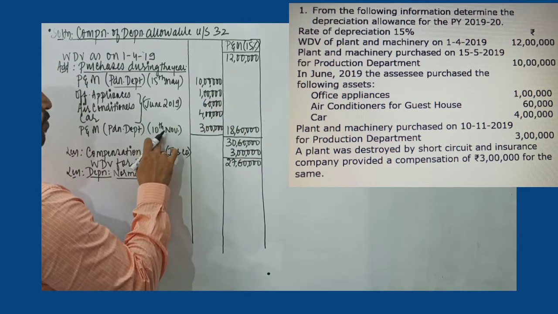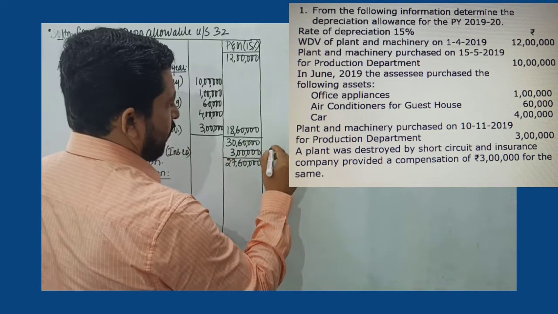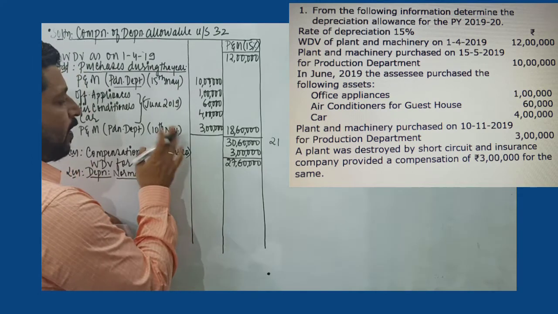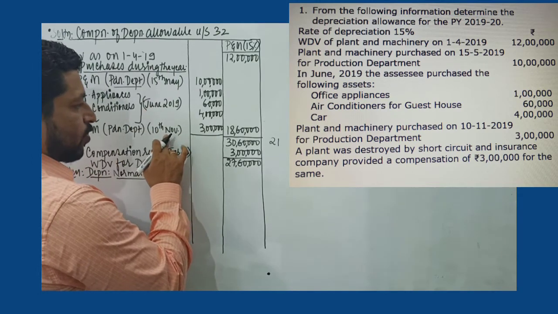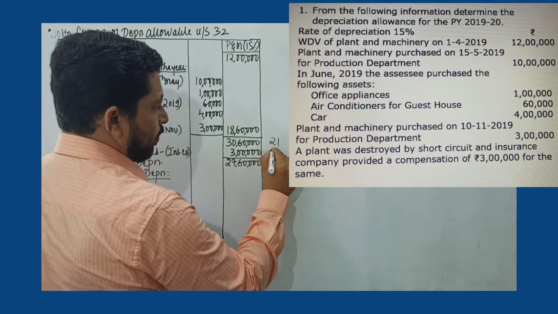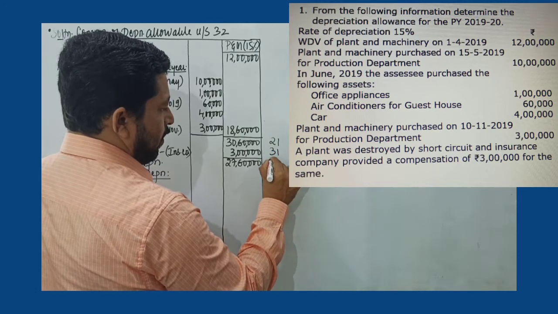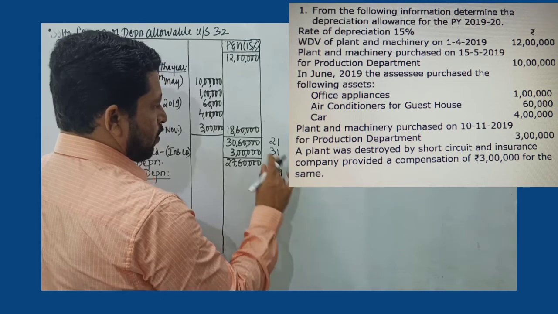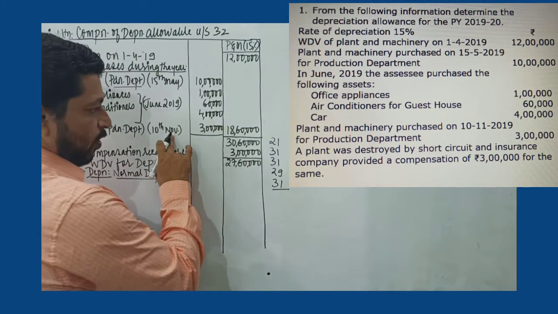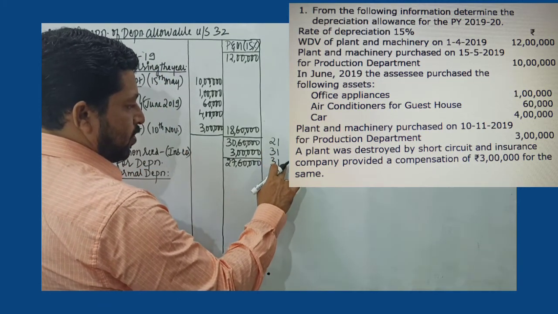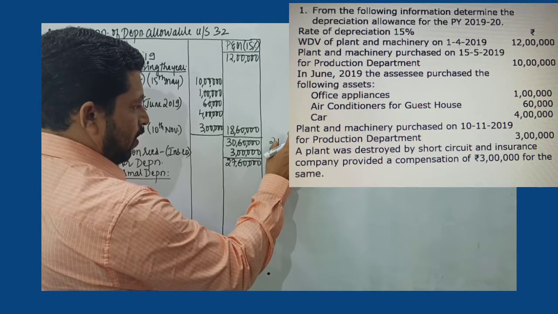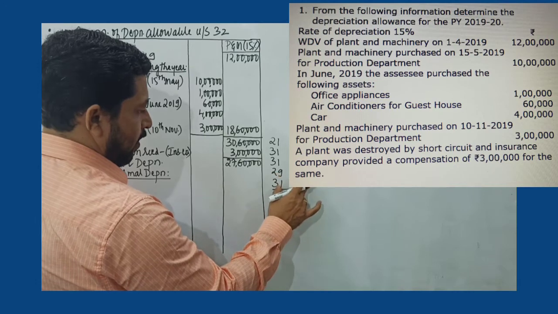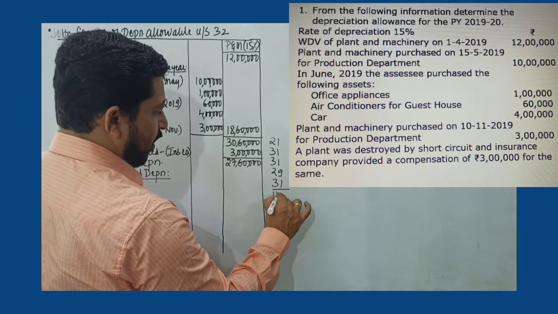This plant and machinery is purchased on 10th of November. So if I take 10th of November, I can take 21 days. That is, leave out 9 days of November. So 21 days of November, December, January, February and March. So 21 days of November it is put to use, 31 days of December, January, February and March. So 30, 40, 50, 60, 70, 80, 100, 130, 140, 143 days.